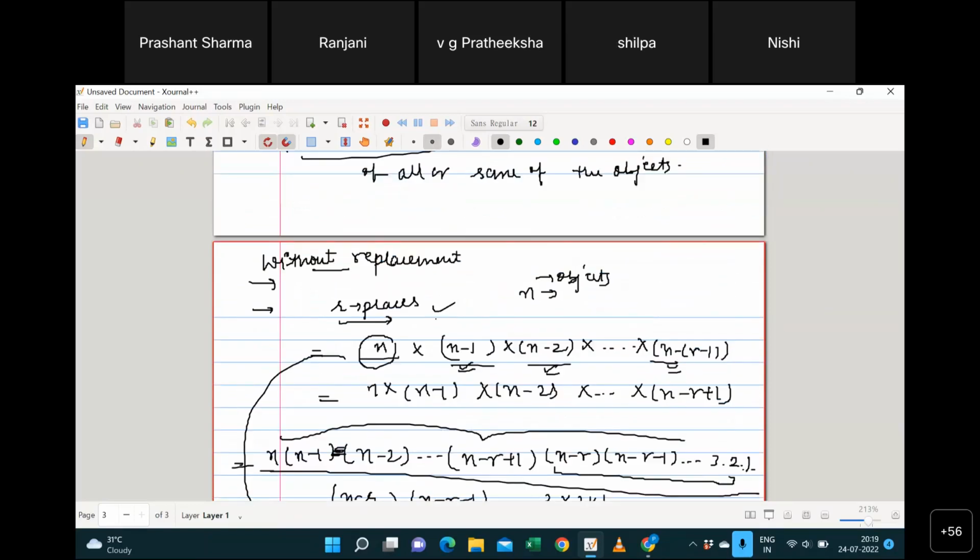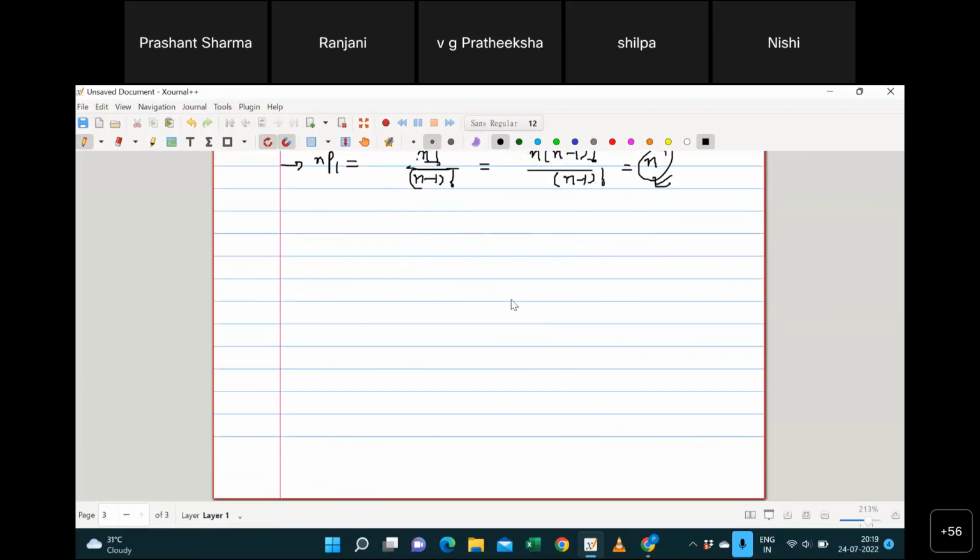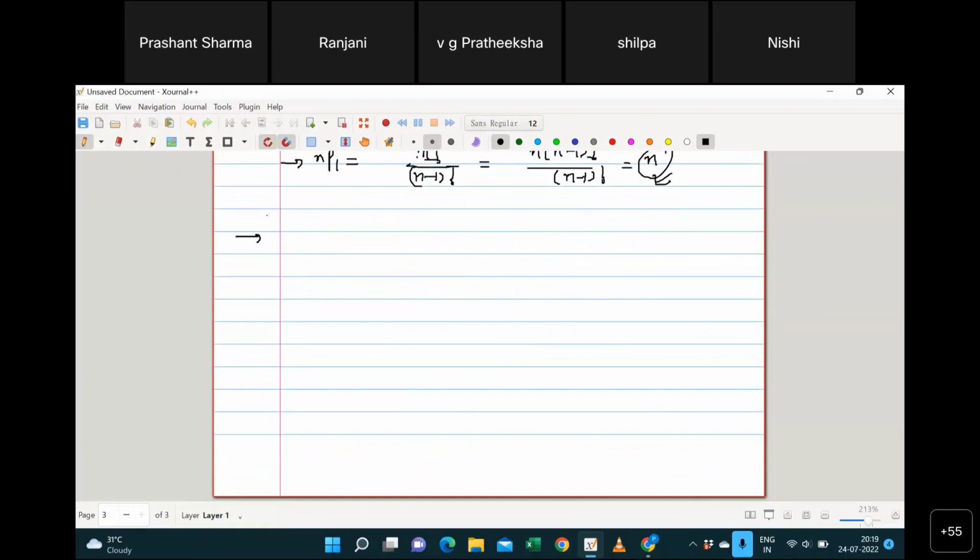So here we did permutation without replacement for r places. Suppose we have to do permutation with replacement, I mean repetition is allowed, then what will be the formula? N to the power r. Yes, because there are r places and there are n objects.